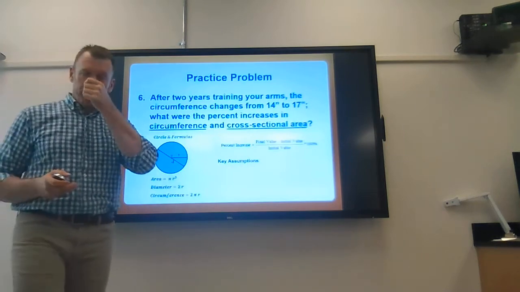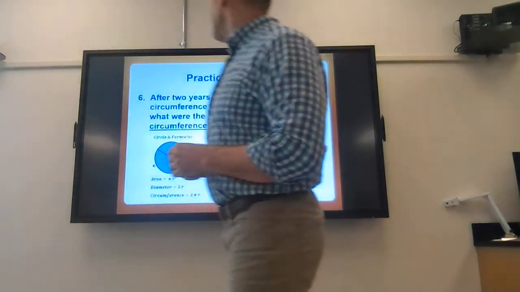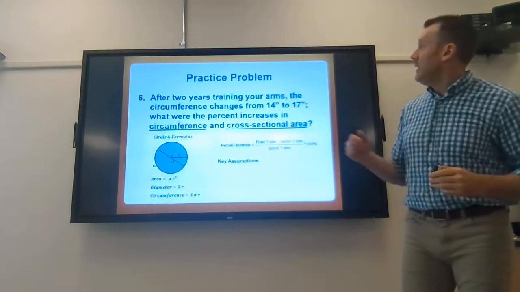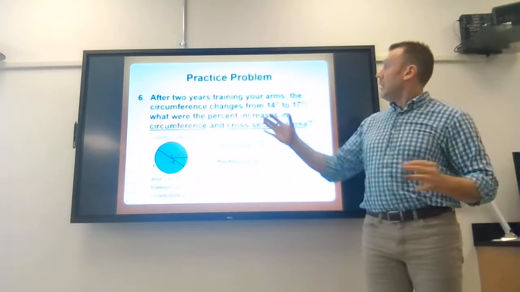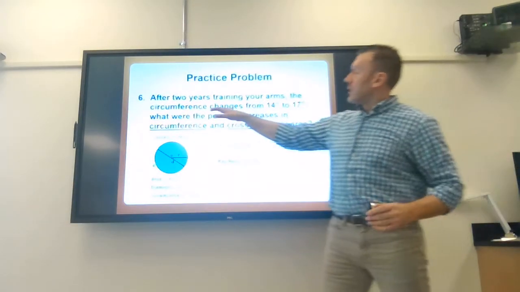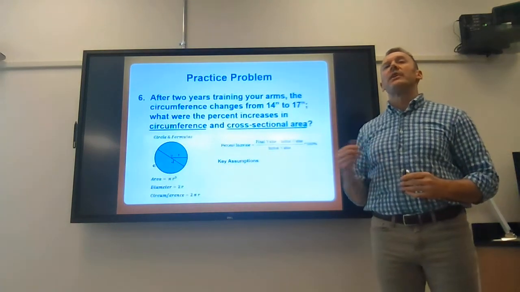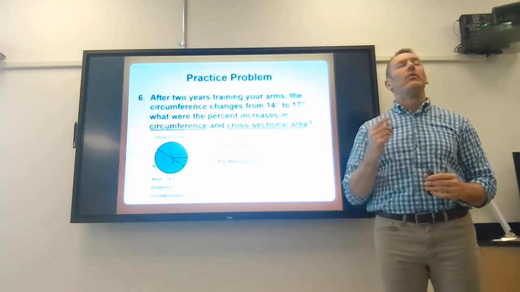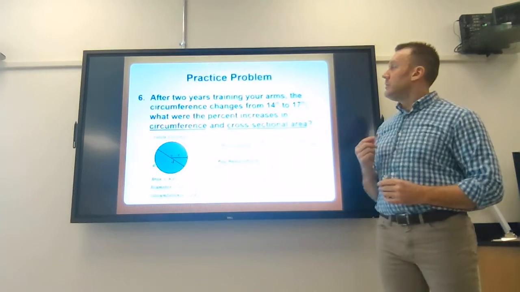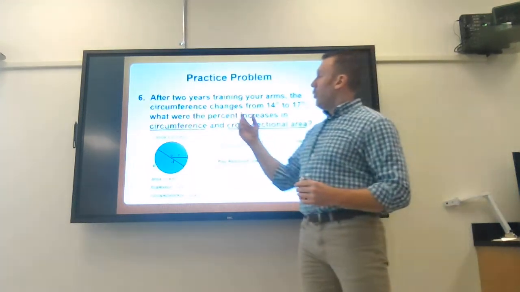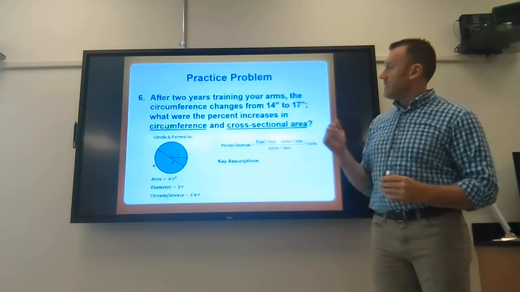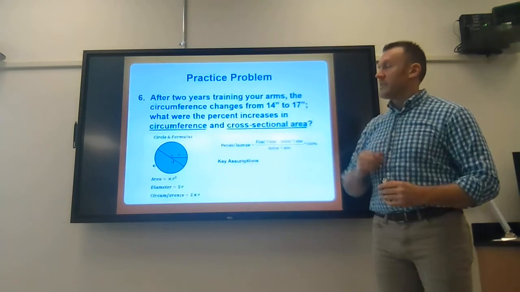Let's take a look. Okay, so practical example. After 2 years training, your arms' circumference changes from 14 inches to 17 inches. So 17 inches all the way around after 2 years. What were the percent increases in circumference and cross-sectional area?